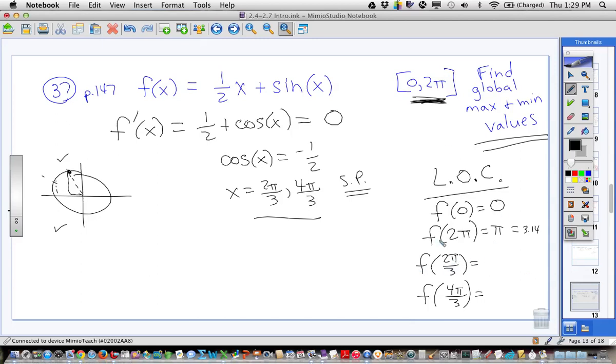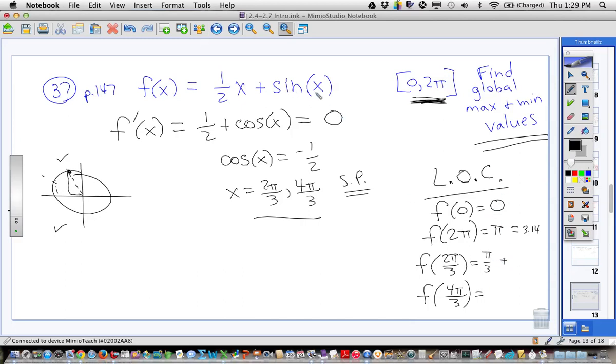All right, 2 pi thirds, let's put that in there. What's 1/2 times 2 pi thirds? 2 pi over 6, which reduces to pi over 3. Now what's pi over 3? About 1. 1-ish, right? Pi is 3 divided by 3, so it's about 1.